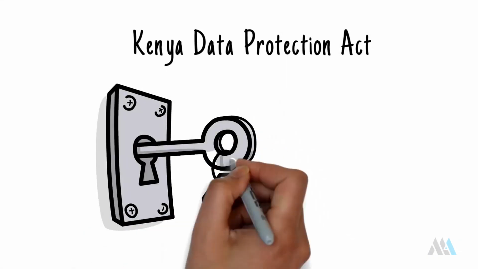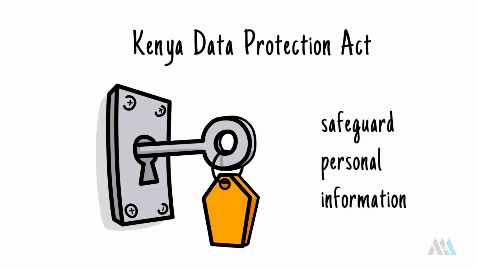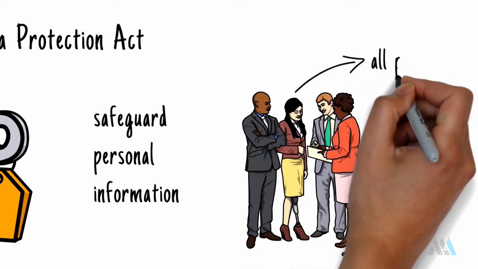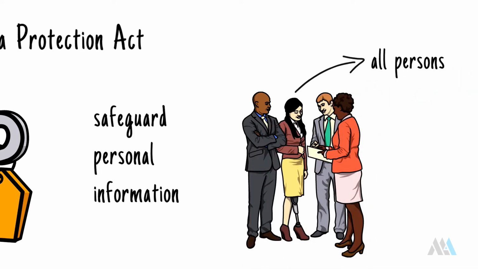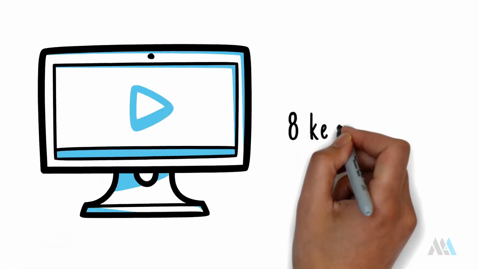Protection Act aims to safeguard individuals' personal information and their constitutional right to privacy. The Act applies to all persons who handle personal data relating to individuals in Kenya. In this video, we'll go over 8 key terms used in the Act.